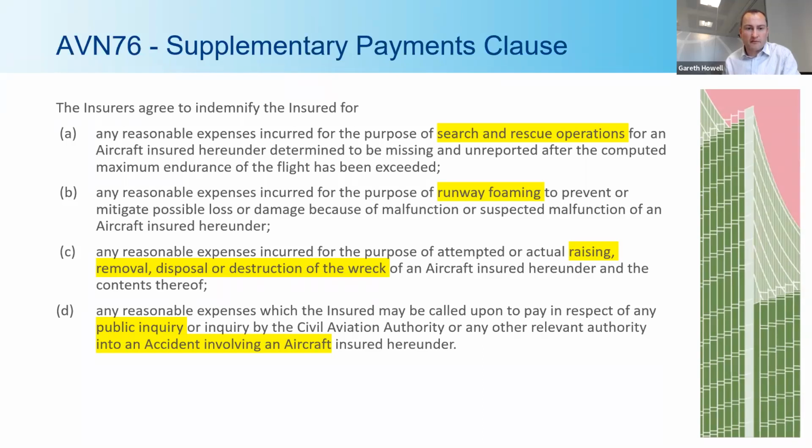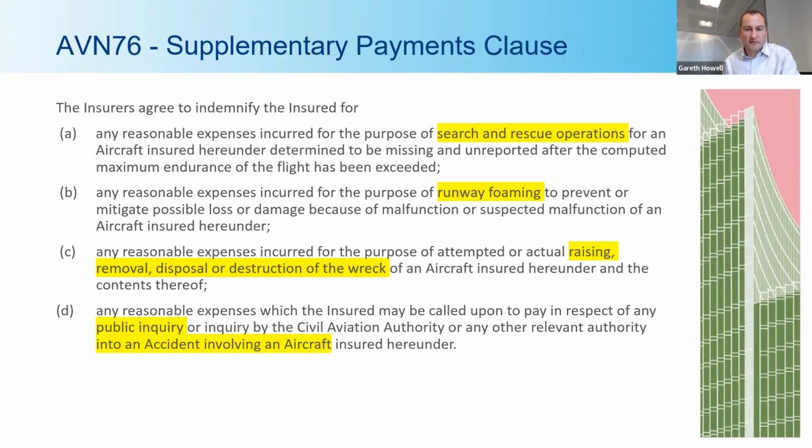The third paragraph, paragraph C, is wreck removal. For those of you that were here on session 1, you'll recall that under AVN 1C, there's no right of abandonment of a damaged aircraft to insurers following a loss. So if the aircraft's crashed on the side of a mountain and insurers have paid for a total loss, removal of that wreck from the side of the mountain is not insurer's obligation, save for the fact that expenses may be payable under this AVN 76 clause to remove that wreck, dispose of it, etc.